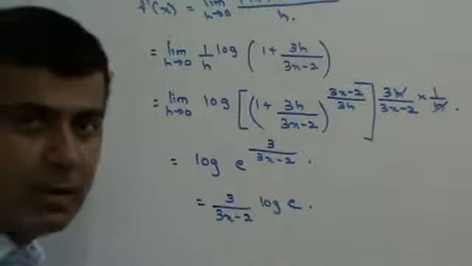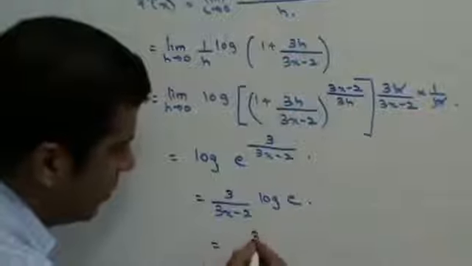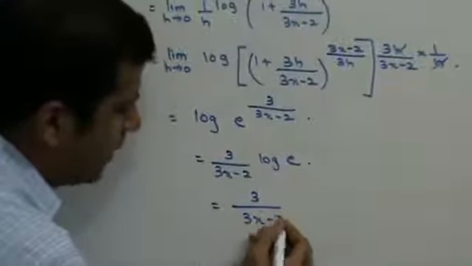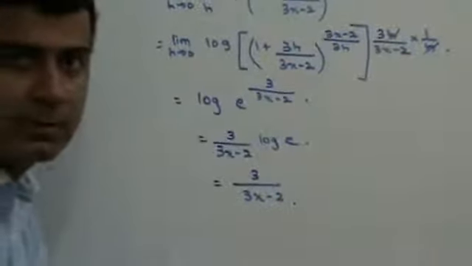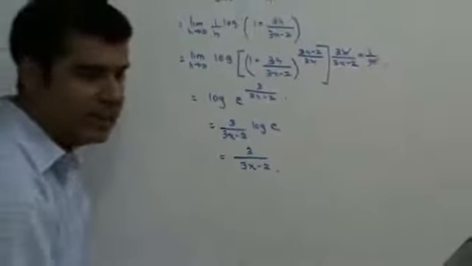But we know the value of log e by heart as 1. So 3 upon 3x minus 2. That is the answer for that. Do you understand this? Let's move on to the next sum, guys.